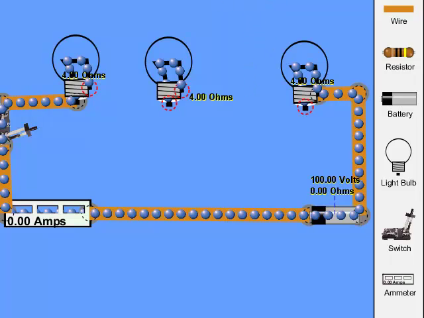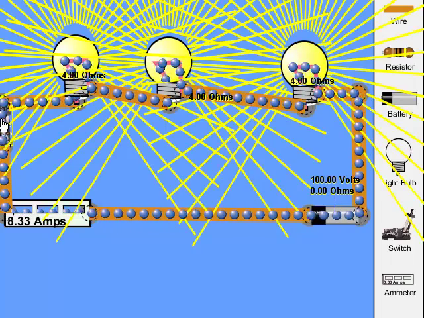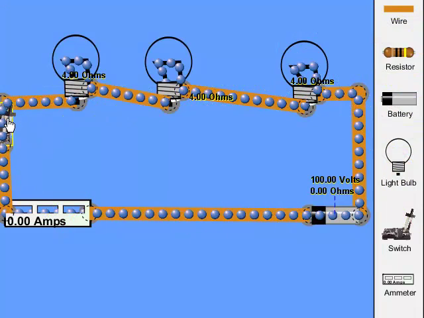Actually, let me move that resistor out of the way here. Alright, I need 2 more wires. Oops, careful. There we go. And there we go. Okay, and then I close the... Oh, that is bright.